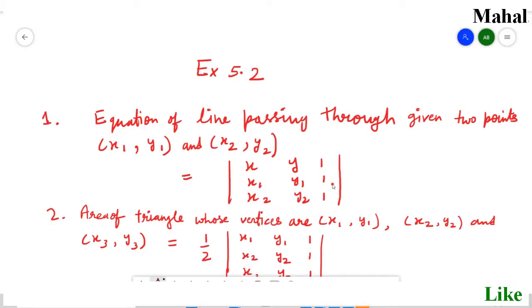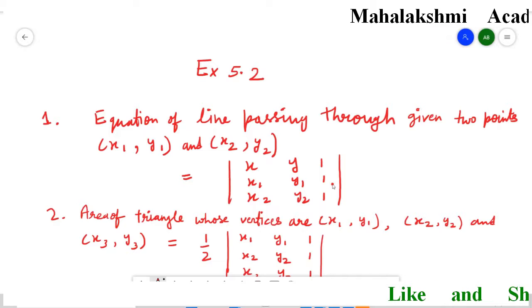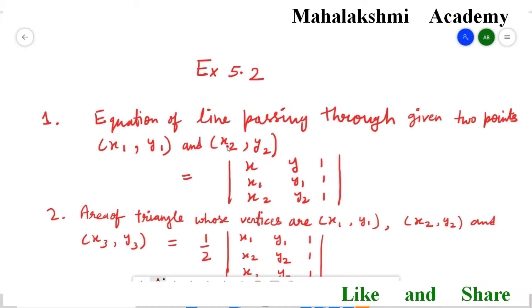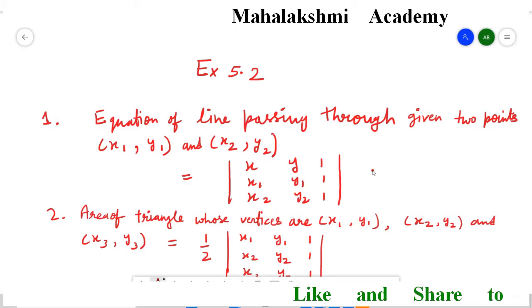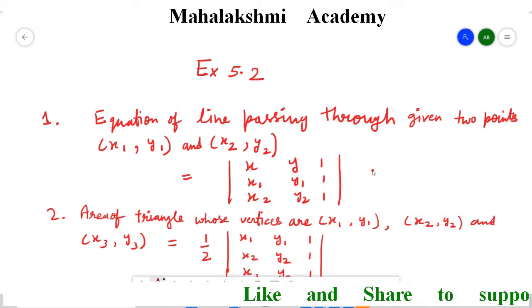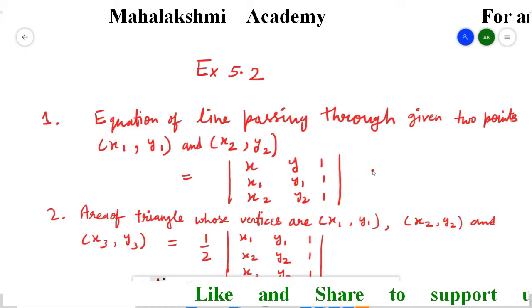Hello everyone, I am going to explain exercise 5.2 from the 12th class maths book. First, before starting the exercise, I wrote some formulas. There are three formulas which you must learn to do this exercise.